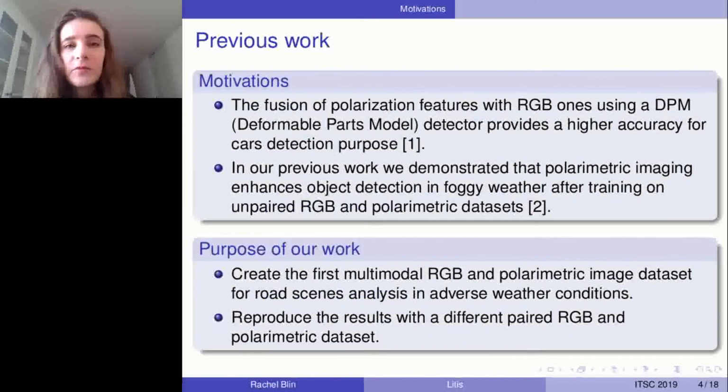Previous work have demonstrated that the fusion of polarimetric features with RGB ones using a deformable parts model detector improved cars detection. More recently, we showed in our previous work that after training two networks on respectively RGB and polarimetric datasets, car and person detection was improved in foggy weather conditions. In this work, it was primordial to release the first multimodal paired RGB and polarimetric dataset for road scene analysis in adverse weather conditions in order to reproduce and confirm these results.